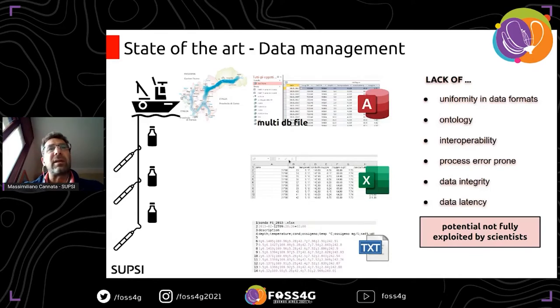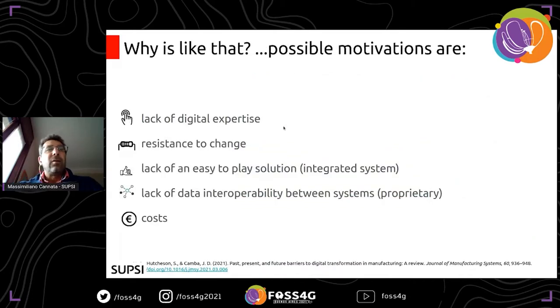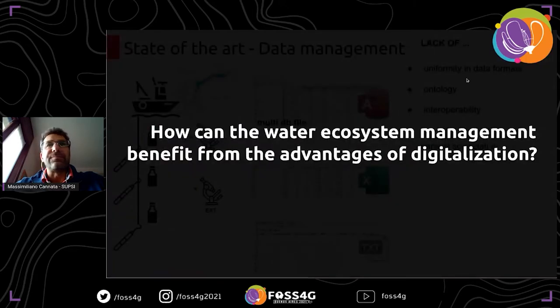So there is a lot of potential that we could try to exploit by integrating some interoperability standards and metadata schemas and adding FAIR principles. While we are still there, there are a lot of possible answers. And you see here, probably it is a matter of cost, but also a matter of digital expertise of the personnel and also resistance to change, the usual resistance that you can have in the digitalization process.